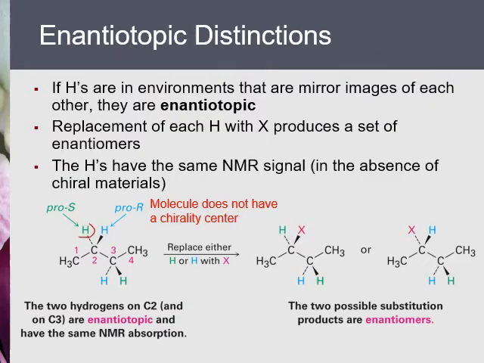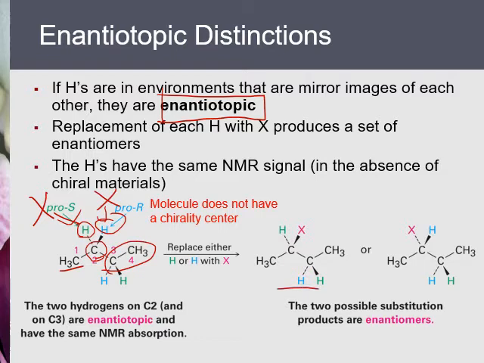If 2 hydrogens are attached to the same carbon that has 2 different substituents, in this case a methyl and ethyl, these 2 hydrogens are called enantiotopic. This is because when each of these hydrogens is replaced by X, you get 2 molecules that are enantiomers.